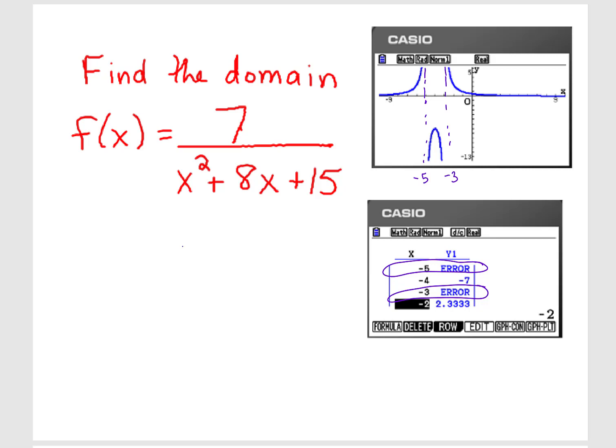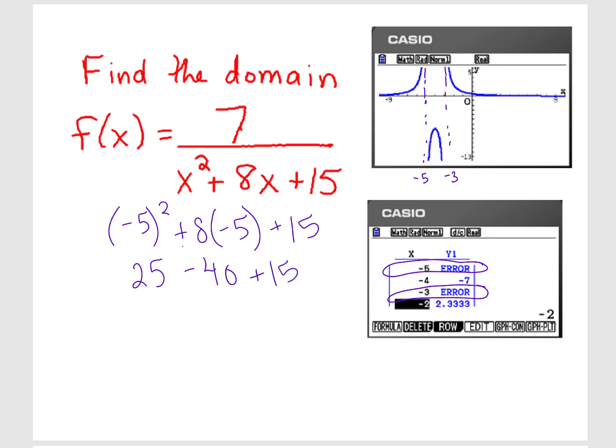Okay, and let's check it. Let's just see. So if I did negative 5, I'm just plugging in negative 5 into x here. I'd have 25 minus 40 plus 15. 25 minus 40 is negative 15. Negative 15 plus 15, guess what? Equals 0. And my denominator cannot be equal to 0. Same thing would happen if I plugged in negative 3 for that x. I would get a denominator of 0. So let's go ahead and write our domain in interval notation.